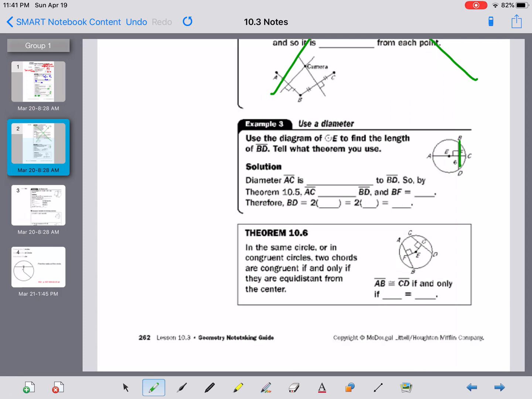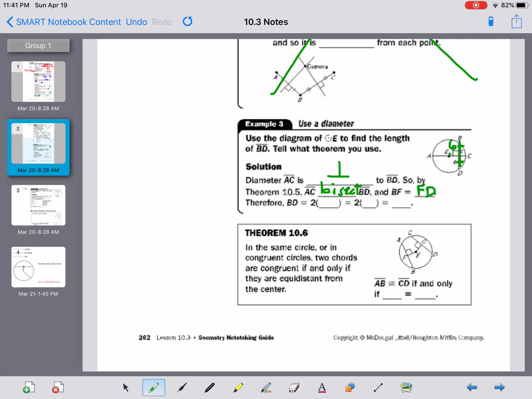Looking at the picture, I can see AC is the diameter because it's going right through that center point E there. And it's a diameter, and it looks like it's also perpendicular to BD. So we know from our last rule that if it's a diameter and it's perpendicular, it's going to also cut that chord right in half, or bisect it. So AC is going to bisect BD, cut it right in half. So BF is going to equal the same thing as FD. And we notice that FD down here is 6, so that means BF is also 6.